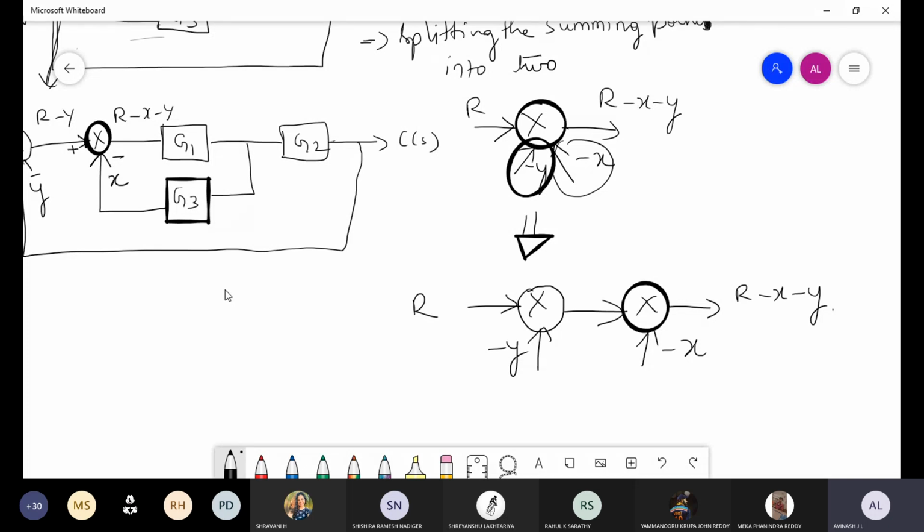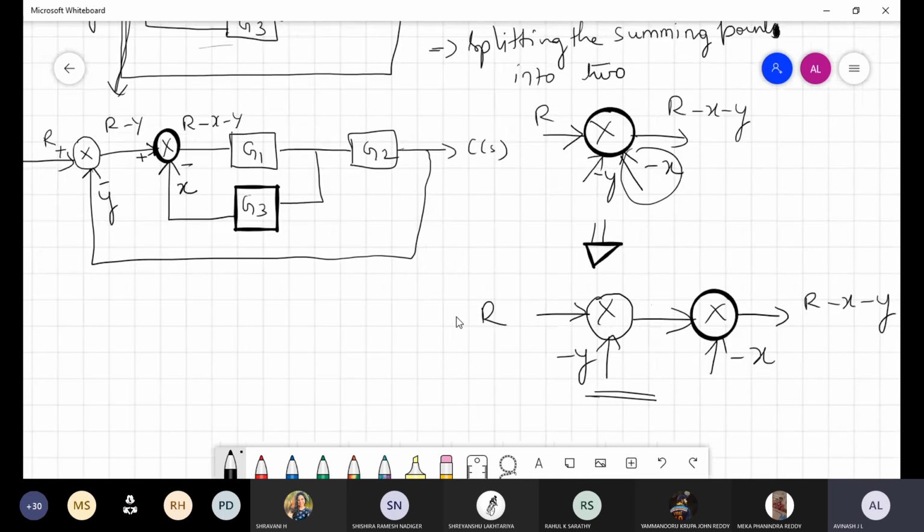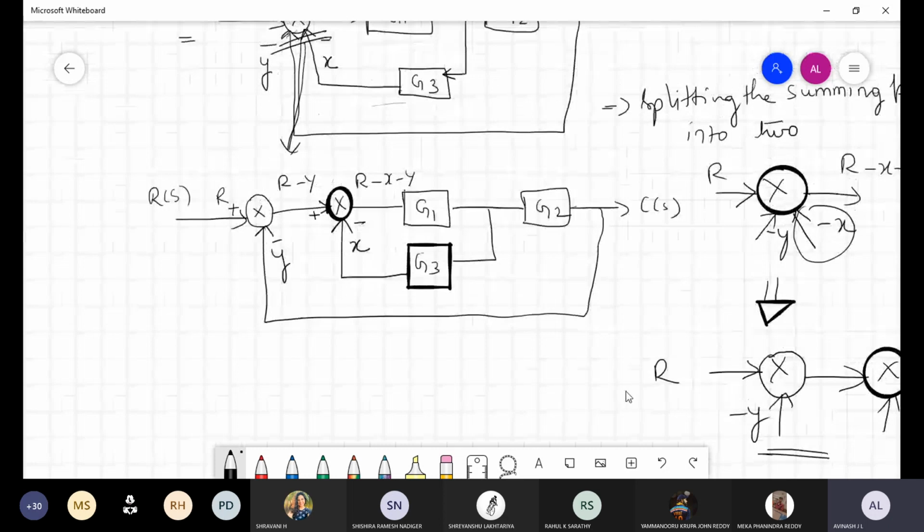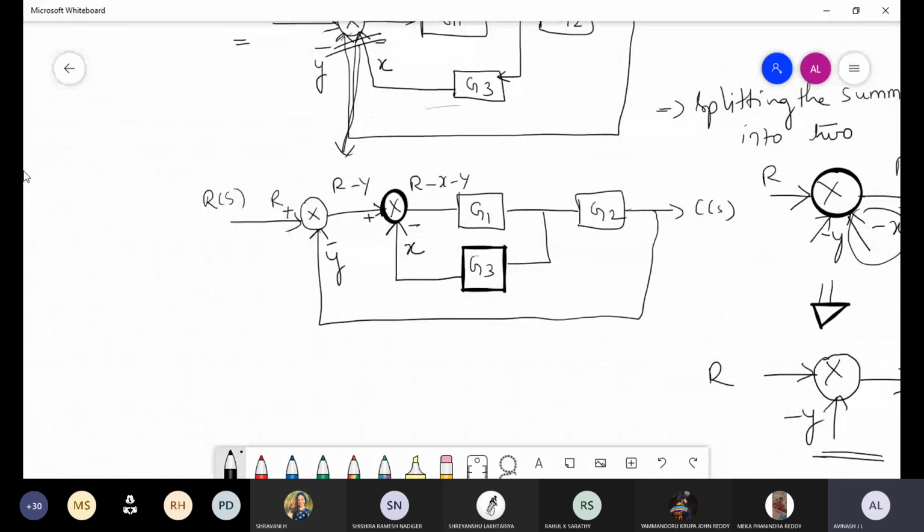Is it clear? Now we can see. Yes, sir. Any doubt is there? No, sir. So if you have any doubt, any one of you, please you can write it here. Okay, finally input and outputs are same. One summing point is being split into two. Why we split it? Because we need it. So now after we splitting, you don't worry about whether it is R, X, Y and all. Just consider that this is one of the feedback loop, correct?